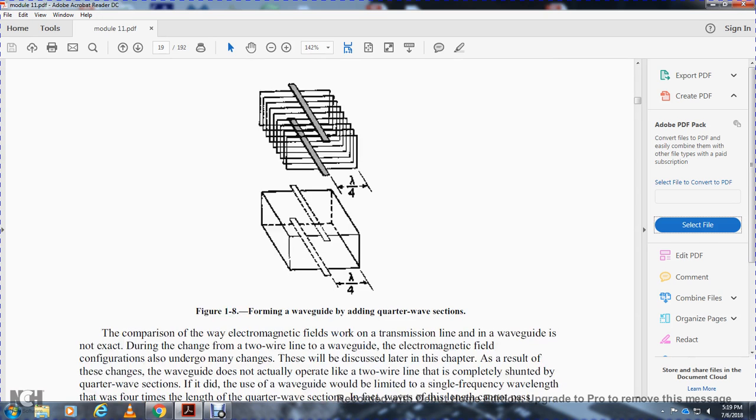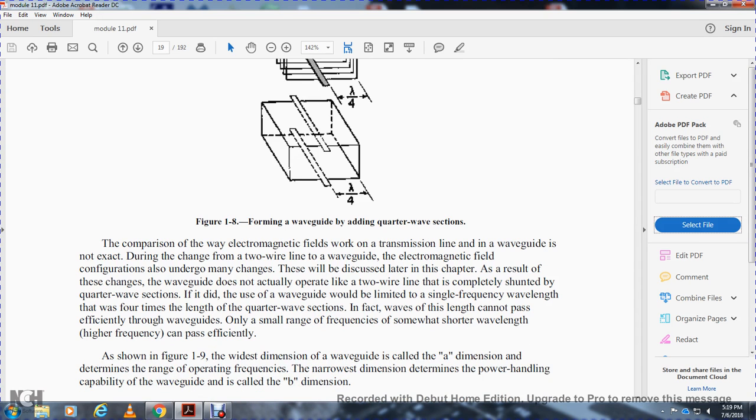The comparison of the electromagnetic wave in the transmission line with that in the waveguide is not exact. During the change from the two-wire line to the waveguide, the electromagnetic field configuration undergoes many changes, which will be discussed later in the chapter. As a result of these changes, the waveguide does not operate exactly like a two-wire line with quarter-wave sections. It would be limited to a single frequency whose wavelength was 4 times the length of the quarter-wave section.